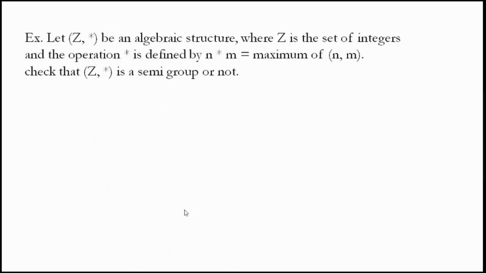Next, let Z comma star be an algebraic structure where Z is the set of integers and the operation star is defined by, now this operation is not multiplication, n star m is equal to the maximum of n comma m. Right? A star B is equal to the maximum of A comma B. Check whether Z comma star is a semi-group or not. That means you need to check the associativity.